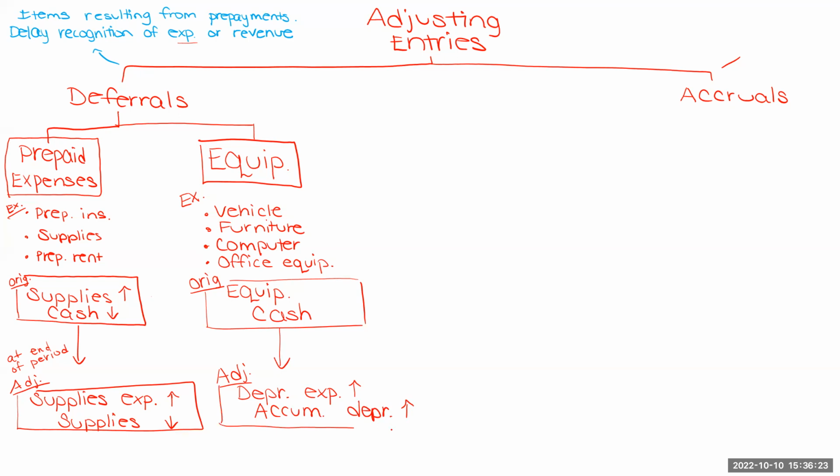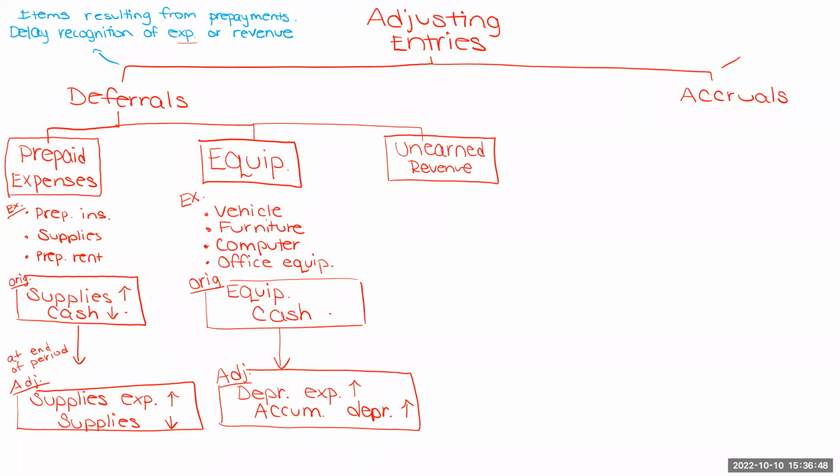There's your adjusting entry. It's always going to be those two accounts whenever you're talking about depreciation. And then your third type of deferral is unearned revenue. All of these result from prepayment.